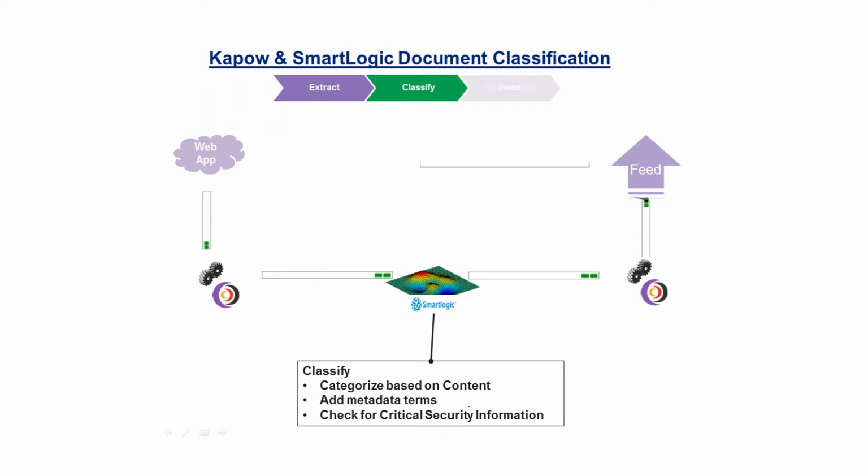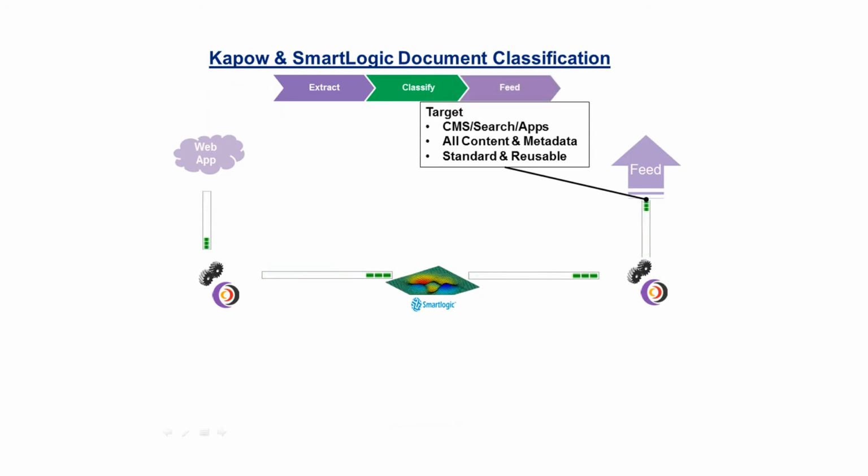The content and metadata can then be loaded to any number of systems, CMS systems, search indexes, or web applications. The robots can be used for one-time migrations or called as web services for ongoing integration needs.